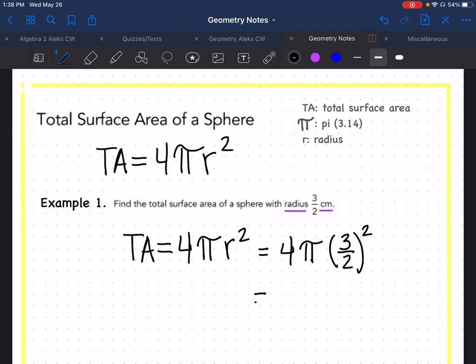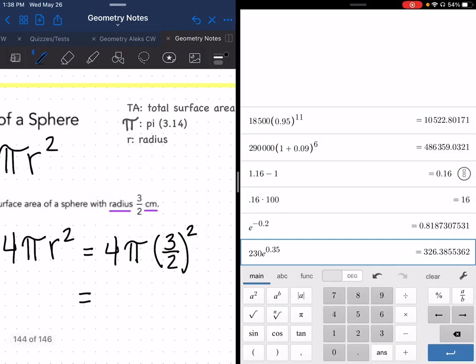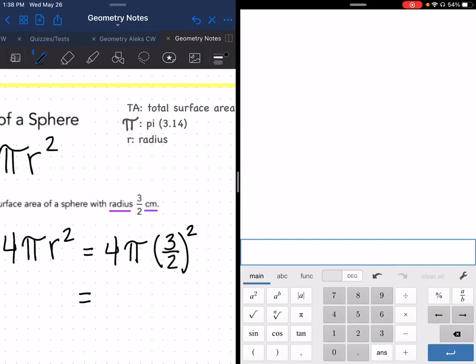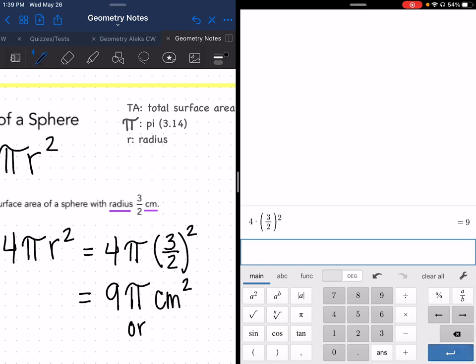Now there's a couple of different ways that you could be asked to do this problem. Let's see if I have my Desmos. I do. You could be asked to leave this in terms of pi. Let me go ahead and clear all of this, which means you would just be multiplying 4 times the fraction 3/2 squared, which is 9. And leaving it in terms of pi. So we could say that it is that, or you could be asked to multiply it all together.